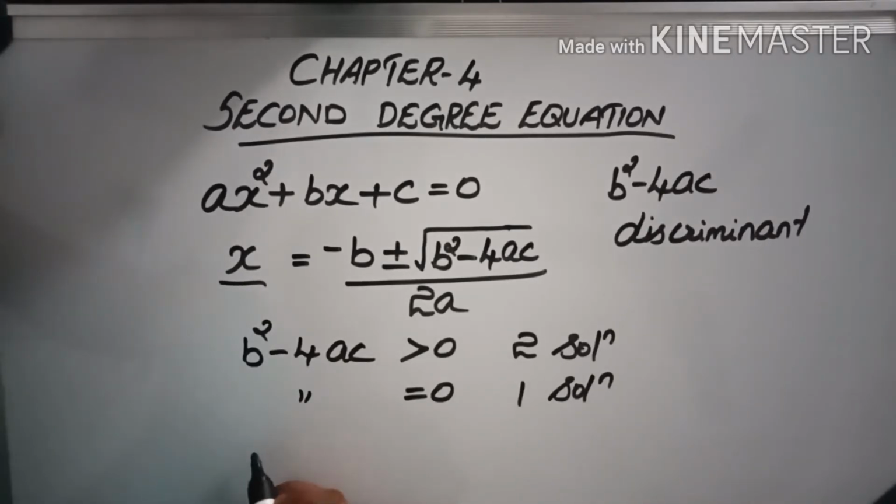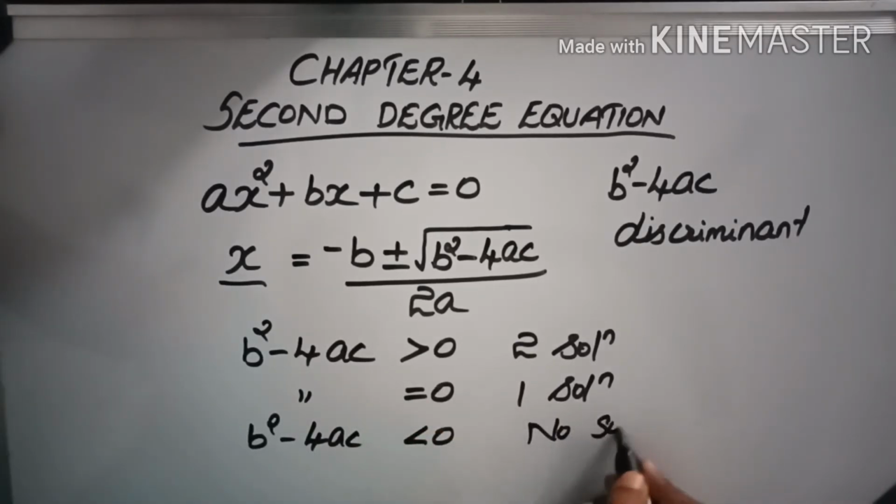Now the next case: if the discriminant is less than 0, no need to continue the problem, because that quadratic equation is not possible to solve. If the discriminant is less than 0, no solution. No solution means actually a solution is there, but it is an imaginary number, not a real number. That you will learn in plus one and plus two, no need to consider now. Here you can write no solution, not possible to solve, that's enough. Only when it is less than 0 you can stop.